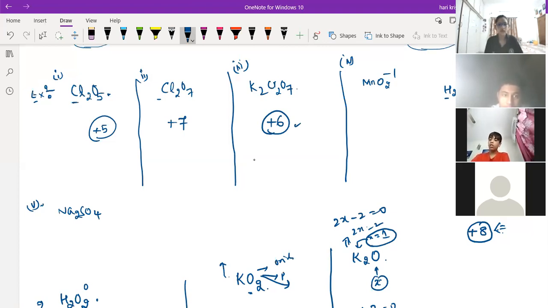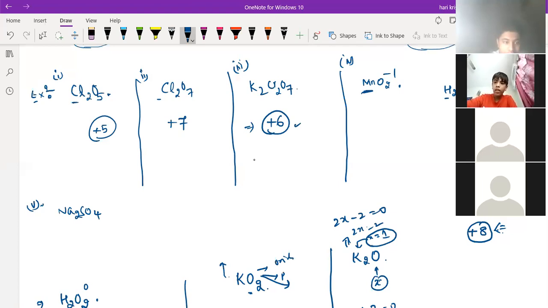K2Cr2O7. Did everybody get +6, or did anyone get something other than +6? One minute, I think I'm getting a different answer. Okay, check it properly. Next one, MnO2 minus 1, Kavya. Sir, 3. So for MnO2 minus, we have to calculate Mn. Yes, I got 3.